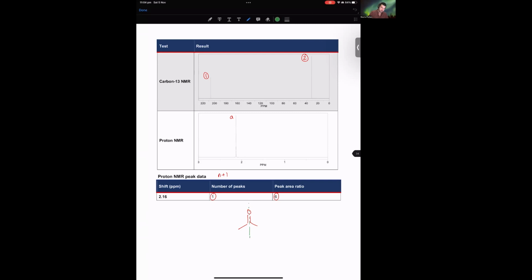If we want to wrap this up fully, we can give this a name. We can call this propan-2-one, but I would also accept propanone by itself. You don't really need the 2 in this case because there's nowhere else it could be. So propanone or propan-2-one would both be fine as far as I'm concerned if I was marking.